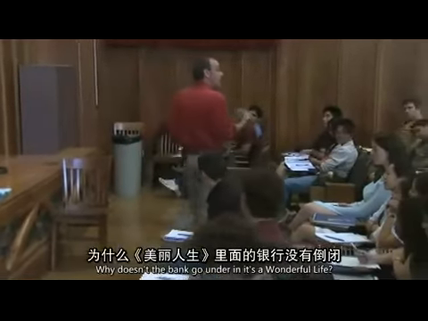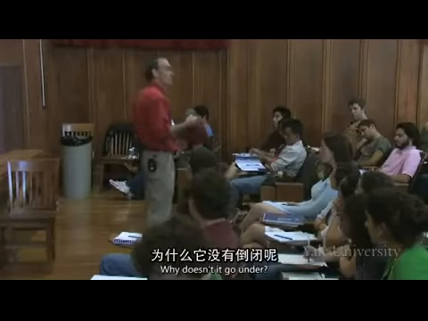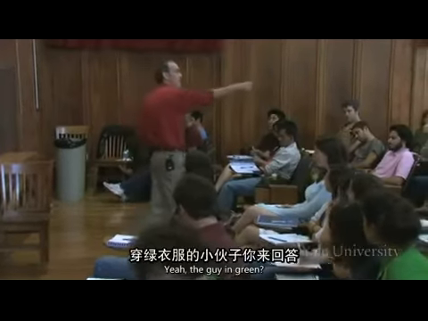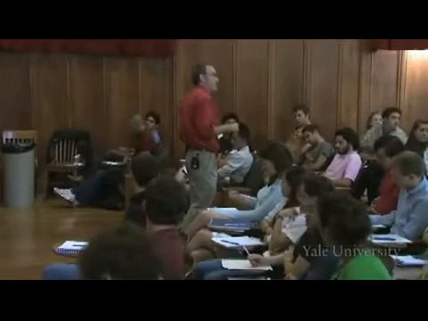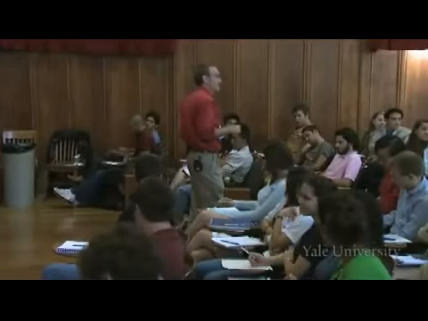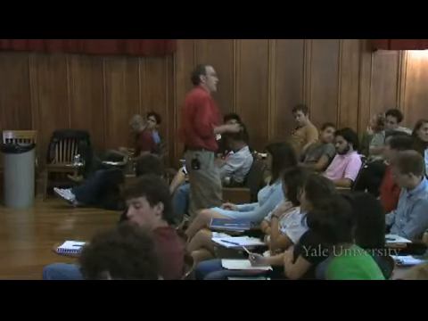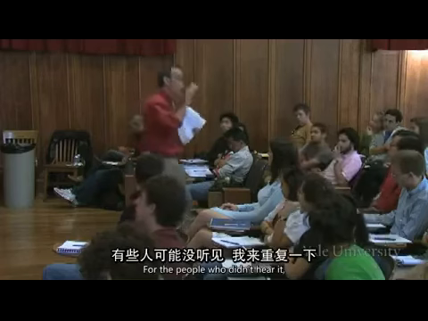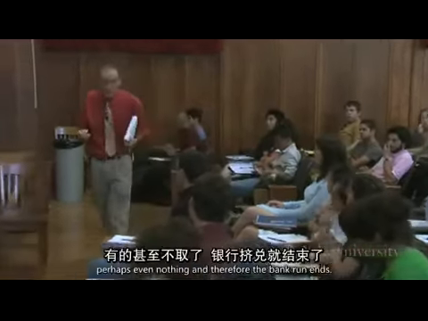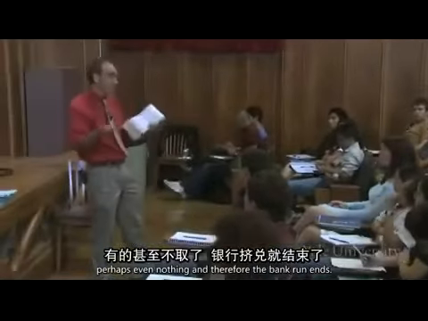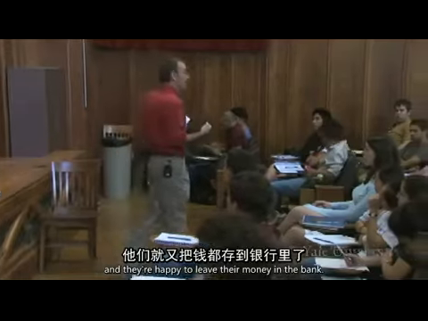Why doesn't the bank go under in It's a Wonderful Life? Why doesn't it go under? Yeah, the guy in green. Everyone agrees to only take as much as they need and not to take out their entire deposit. So if people didn't hear it, everyone agrees only to take out a small amount, perhaps even nothing, and therefore the bank run ends, everyone realizes the bank isn't going to collapse, and they're happy to leave their money in the bank.